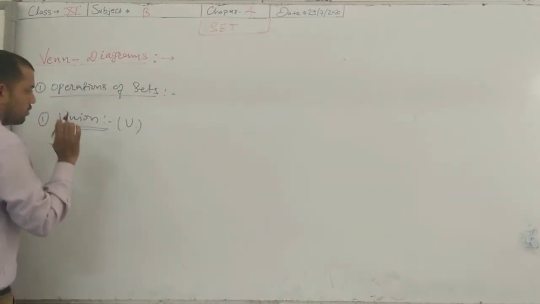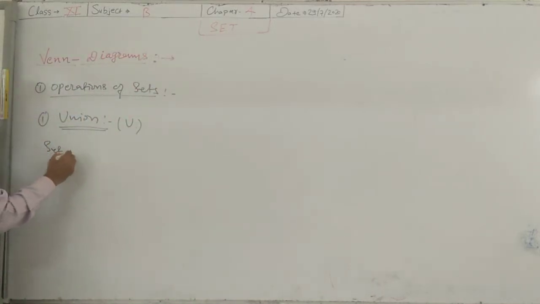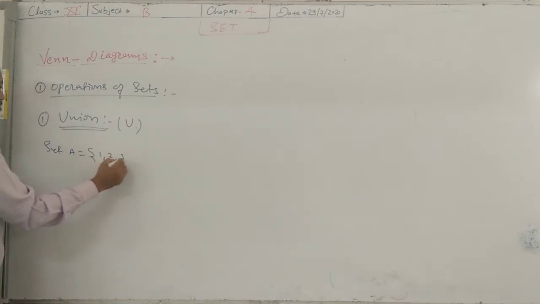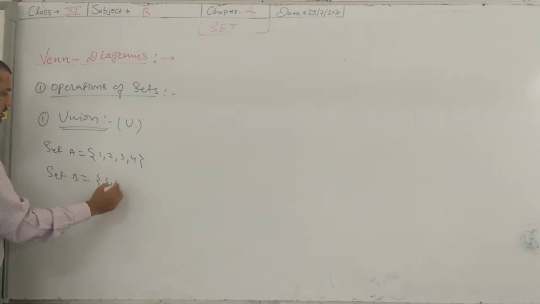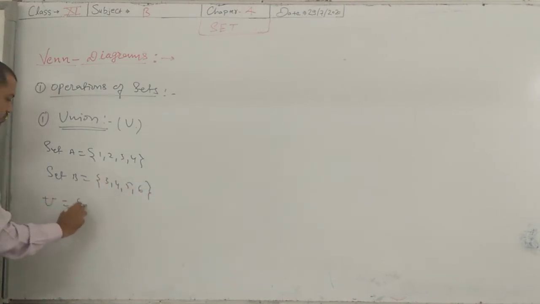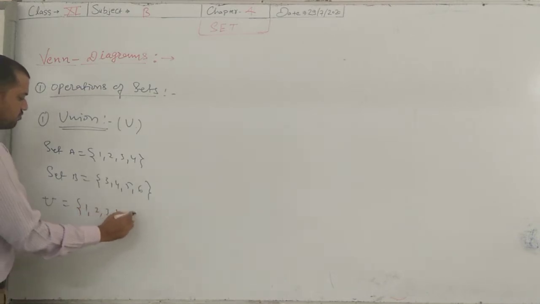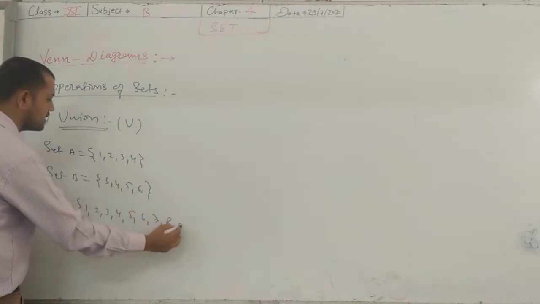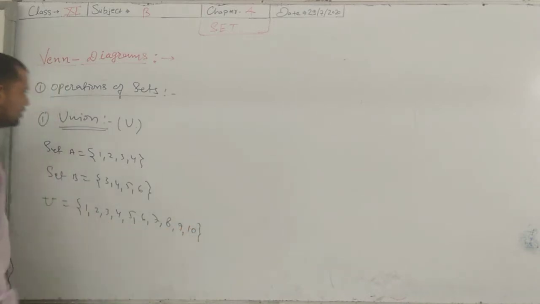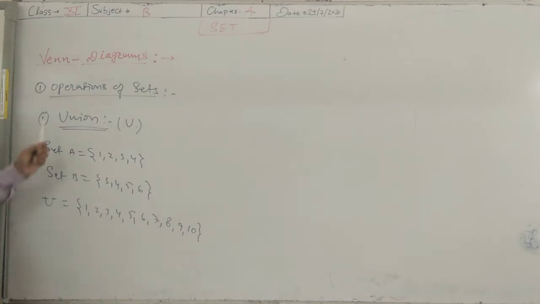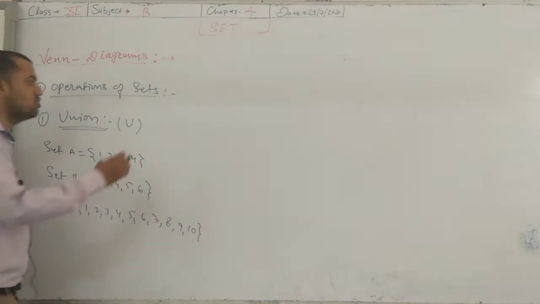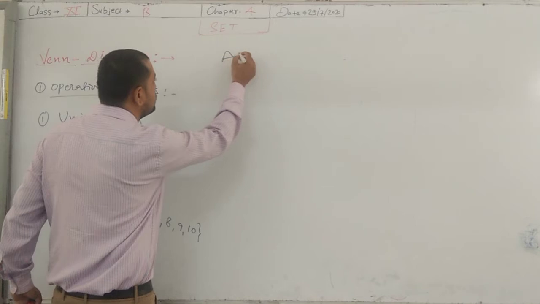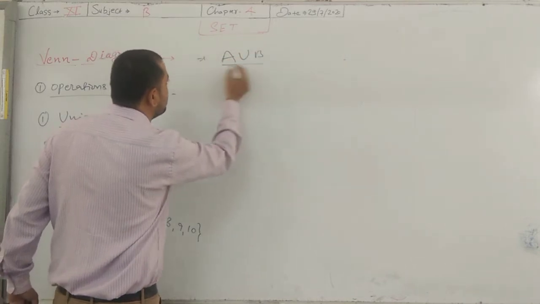For union, we have two sets, set A containing 1, 2, 3, 4 and set B containing elements 3, 4, 5, 6, and the universal set is again from 1, 2, 3, 4, 5, 6, 7, 8, 9 and 10. Now we could find out the union and represent the union in the form of a Venn diagram. First of all, we find the union. How do we calculate the union? Union is represented by A U B, that is the representation of union.